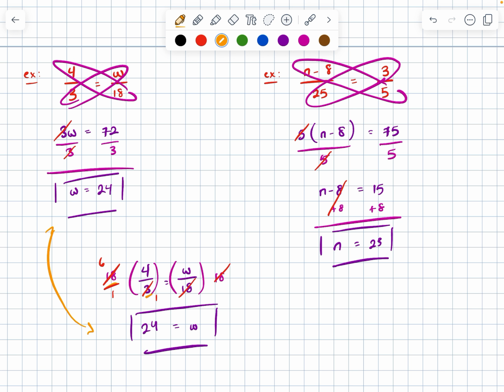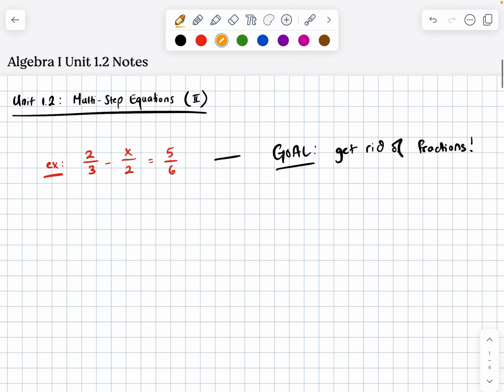So 18 and 3. I have two denominators, 3 and 18. 18 gets rid of both of them. 18 here is in fact a multiple of both 3 and 18, and here it's not just any multiple. It's the least common multiple, which makes 18 the least common denominator. So when I'm cross-multiplying, what I'm really doing is multiplying by the least common denominator.